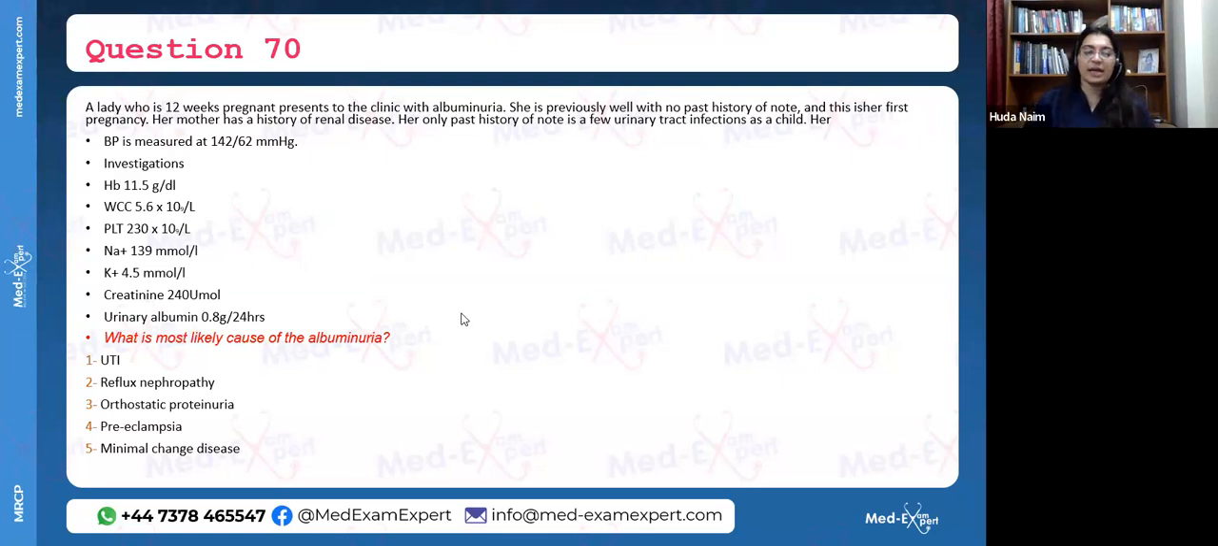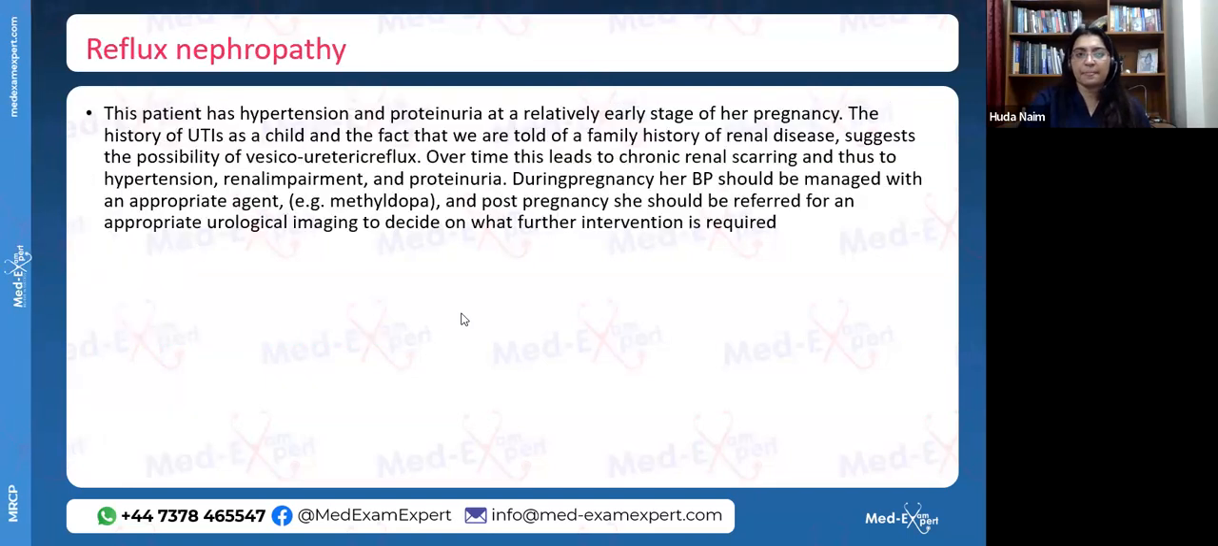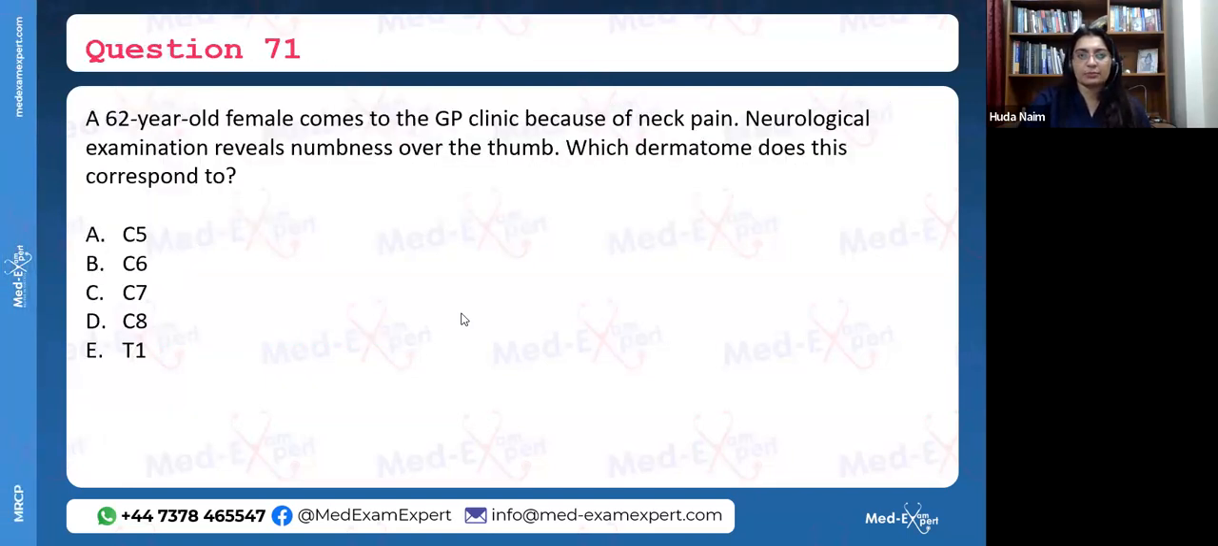I think this was also on the exam in the August attempt. Very good. So they're telling you that the female has a history of recurrent urinary tract infections as a child. So that is pointing towards reflux nephropathy. Okay. Very good. Okay. The next one.